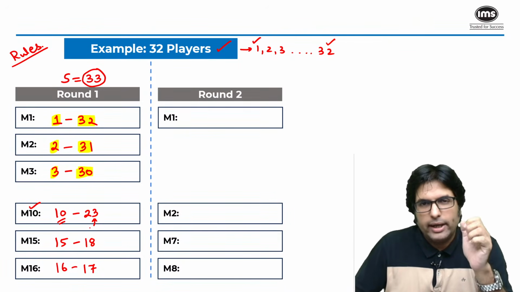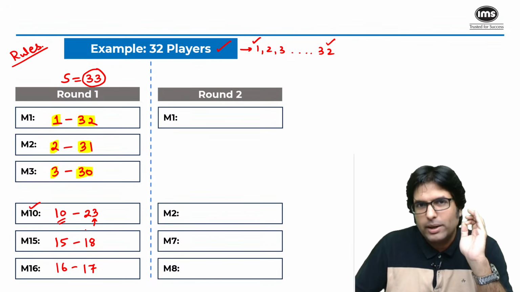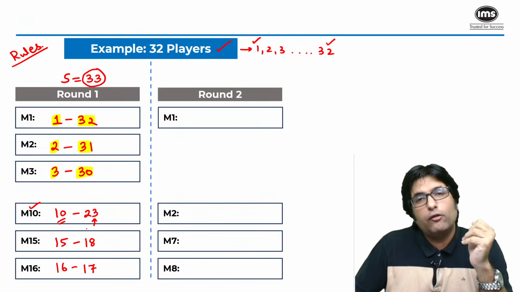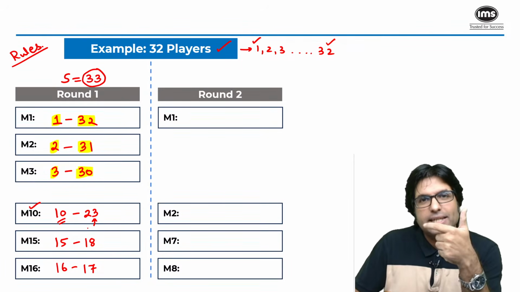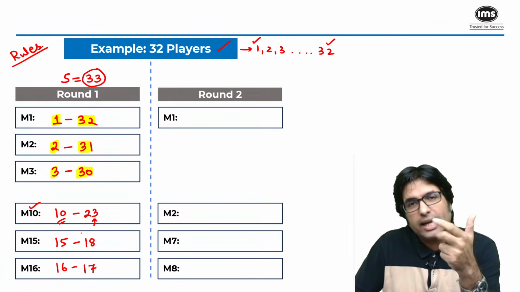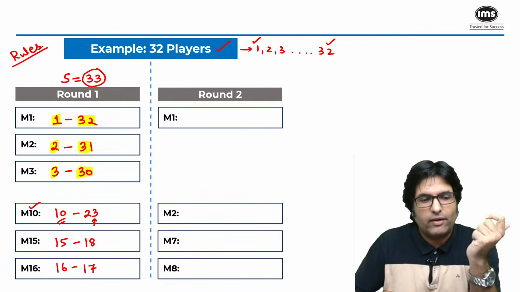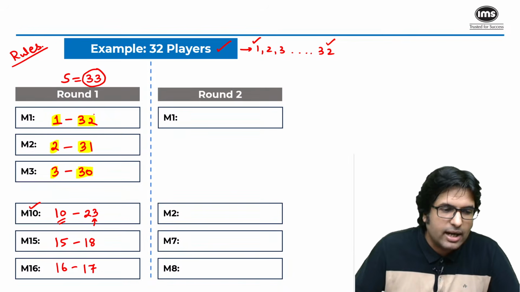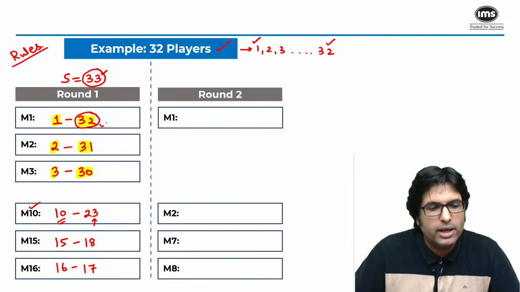Now very quickly, just take a moment to pause and think. I've taken 32 players. What if there were 64 players? Then how would the scheduling happen? Player rank 1 would play against 64, perfect. 2 would play against 63, 3 would play against 62. The sum total for ranks would be 65. So understand, whatever is the last rank player in that particular round, the sum total is plus 1 to that. So if 32 players are there, 33 would be the sum total.